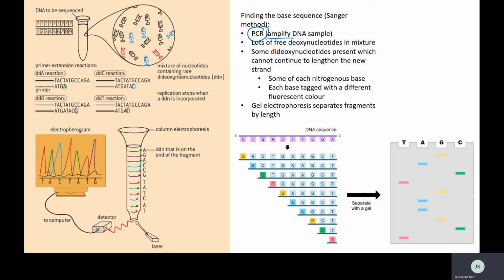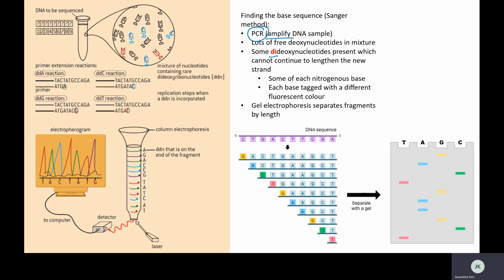Just remember that one. So in that mixture, you would have to provide lots of free deoxynucleotides so that you can make those new strands of DNA. But what they do is they incorporate a couple of dideoxynucleotides. So they are different because there's a second oxygen that's removed from the sugar molecule, which means that when they join, they actually can't link to another nucleotide. So they stop the chain from growing any longer.